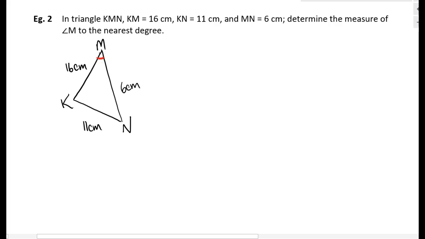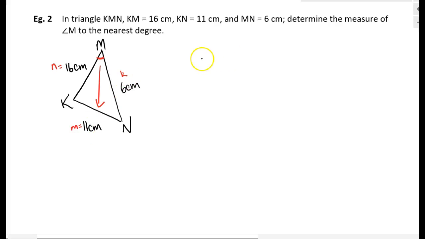Again, we cannot use sine law here because I do not have any angles in my triangle, and sine law requires at least one angle. So I definitely have to use cosine law here. Because I'm solving for angle M, my opposite side is going to be side M. This is N, and this is going to be K. Remember, lowercase represents the side lengths.